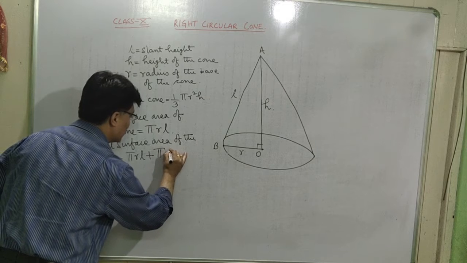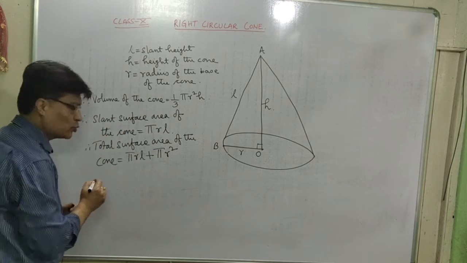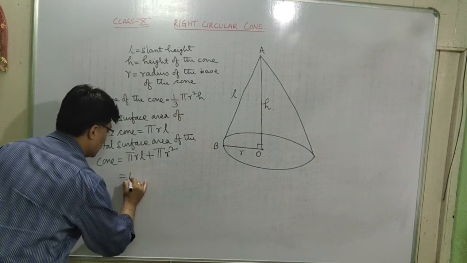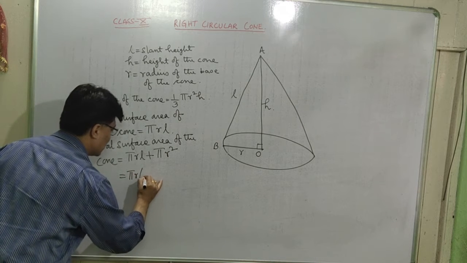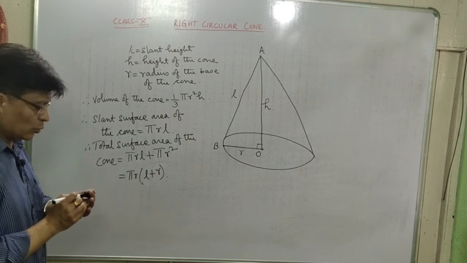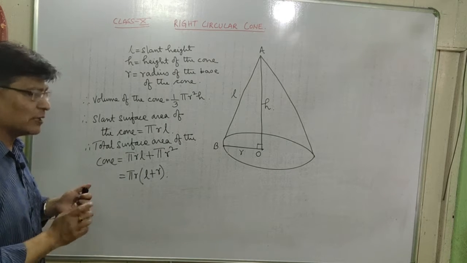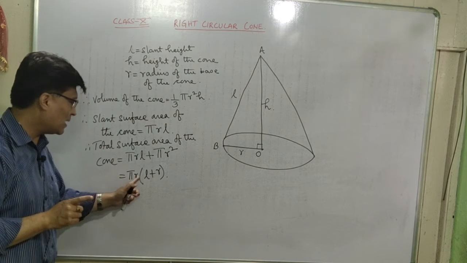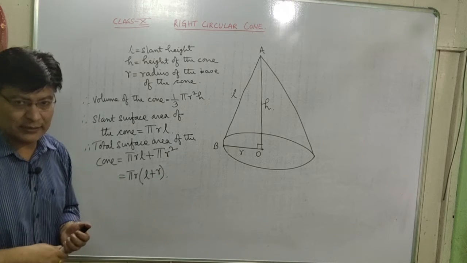What is the area of the circular base? It is pi r square. Or you can take pi r common, within bracket we have L plus r. So what is the formula for total surface area of the cone? It is pi r within bracket L plus r.